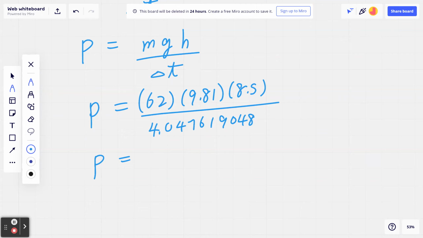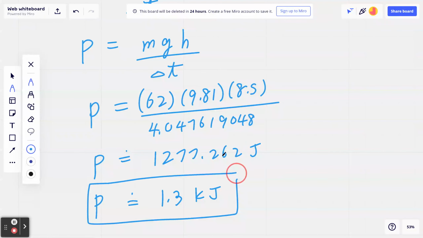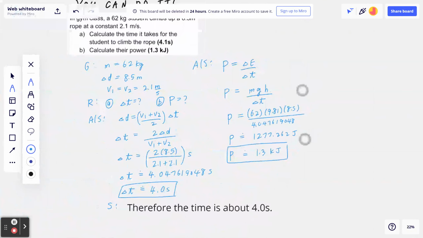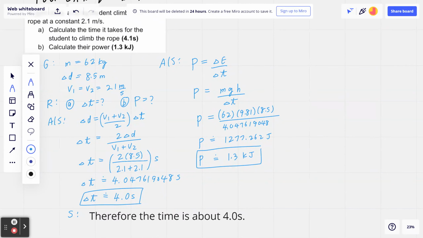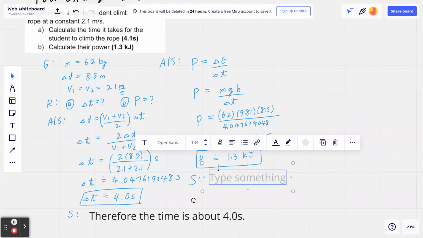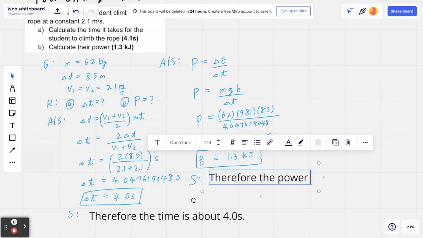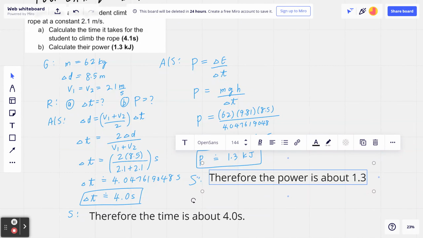So in this case, it looks like it's going to be approximately 1,277.262 joules. If you rewrite this in terms of sig figs and in terms of kilojoules, this is approximately 1.3 kilojoules. And of course, you can also write down the final statement. So in this case, you can type in, therefore, the power is about 1.3 kilojoules.